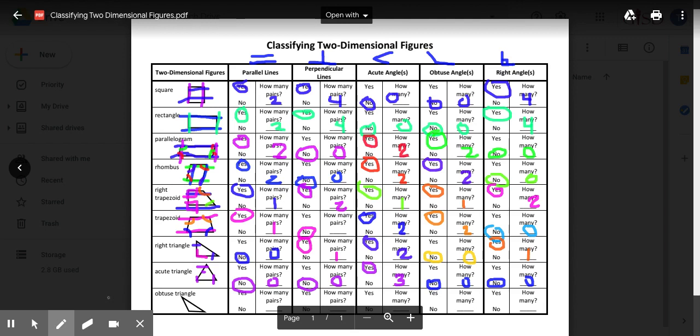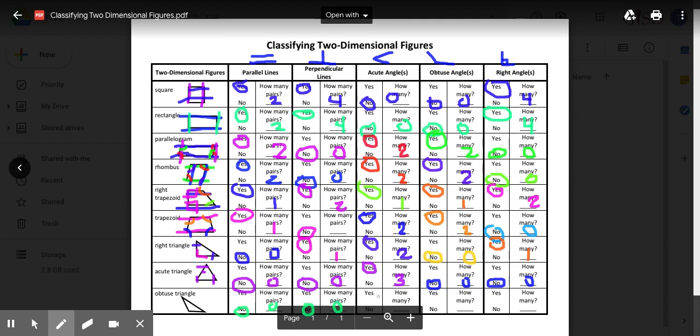Your last shape that we're going to talk about today is an obtuse triangle. The first question is, do I have any parallel lines? Well, we don't have any lines that run straight across without touching each other, so your answer is no, with 0. You don't have any perpendicular lines because you have no right angles in this shape, so your answer is no, with 0.